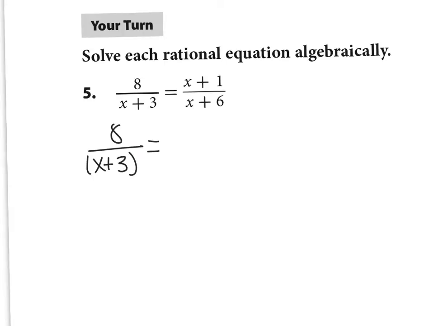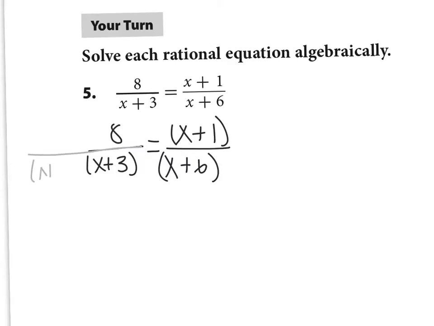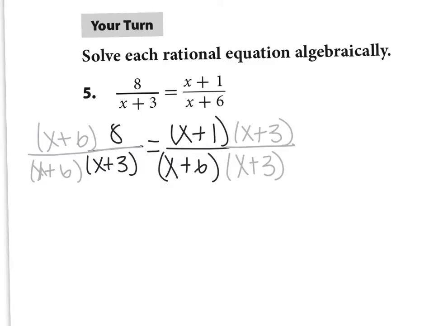So I have 8 over x plus 3 equals x plus 1. I'm going to go ahead and put that in parentheses over x plus 6, which I'm also putting in parentheses. So if I need my denominators to be the same, then on the left, the denominator is missing an x plus 6. So that would be the factor that needs to be on the left. So I multiplied by that on bottom, I have to multiply that on top. And then on the right, in order to keep my denominators the same, I have to multiply by x plus 3. If I do that on bottom, I have to do that on top as well.